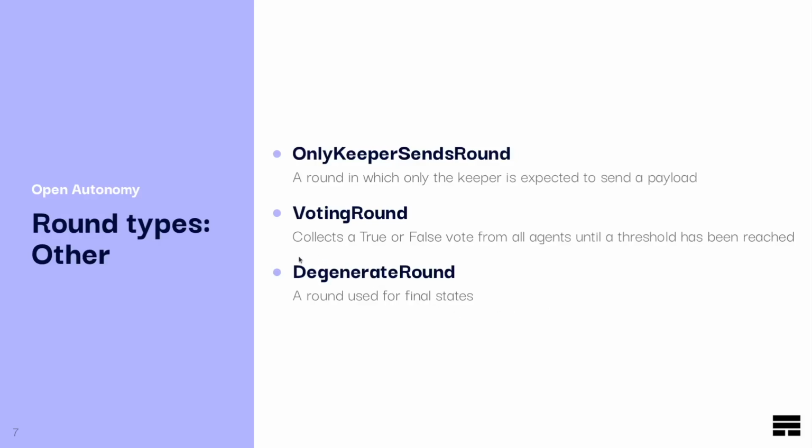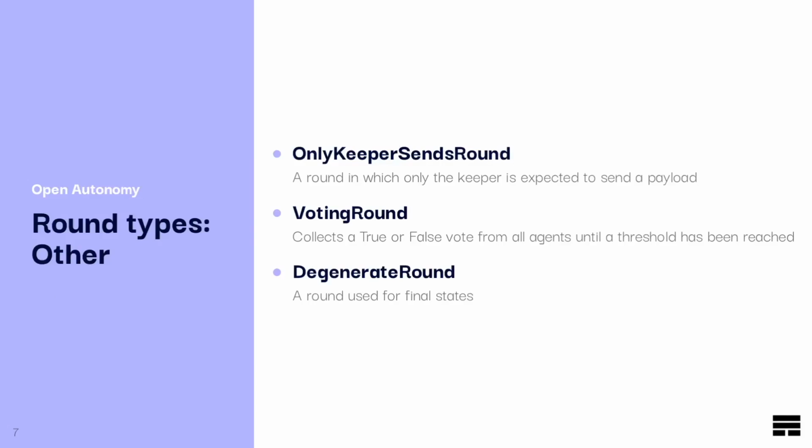Finally, we have the generate round, which is just a placeholder for final states. This is useful when we want to chain a given finite state machine with another finite state machine. So the generate round is the placeholder for the rounds that will allow us to do this transition from one finite state machine to another finite state machine. So there's no action executed and no logic executed in these rounds.